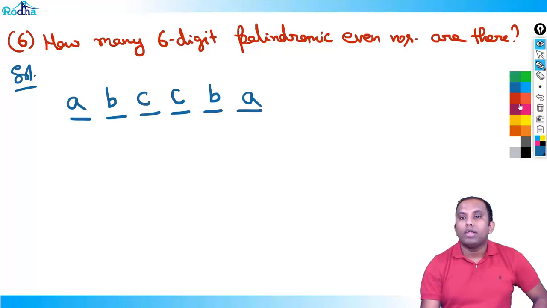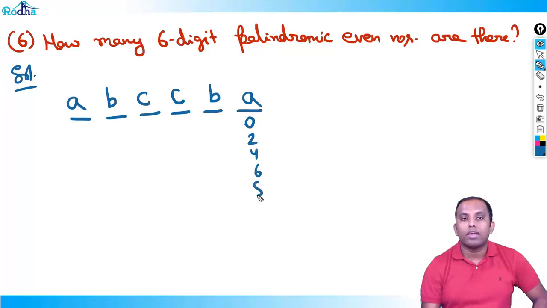Now, why did I say a little bit of twist? Because for the last place, since I want even numbers, I can put A as either 0, 2, 4, 6, 8. So for the last place, we have 5 options, right? So the same, for the first place, I can say we have 5 options. But it will be wrong. Why will it be wrong? Because 0 can't be there.